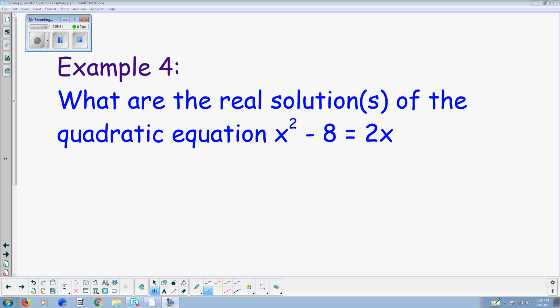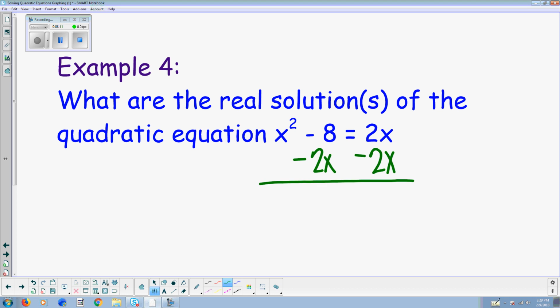So when we look at example 4, again, we're asked to find the real solutions, which are going to be the x-intercepts of the graph of this quadratic equation. We must begin by setting the quadratic equation equal to 0. So we need to subtract 2x on both sides of the equation, leaving us with a 0 on the right side and x squared. Let's go with descending order.